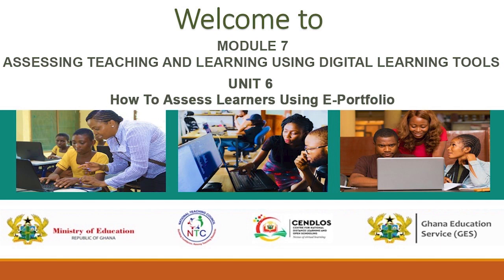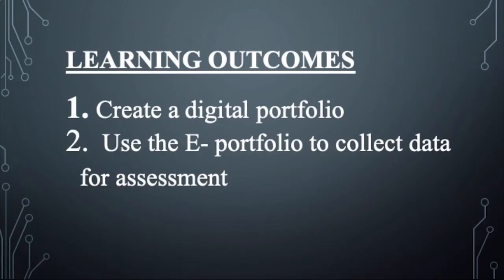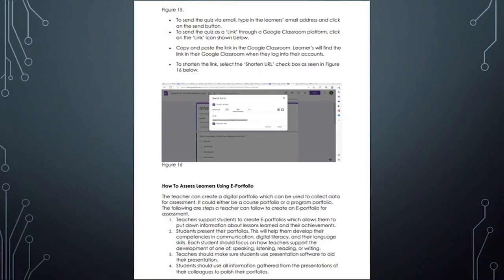What are your expectations? The expected learning outcomes are: 1. Create a digital portfolio. 2. Use the e-portfolio to collect data for assessment. You can assist your students in creating a digital portfolio that can be used to collect data for assessments. It can be a program or course portfolio. Open with me to the ICT Integration Handbook, Volume 2, page 67 for more details.